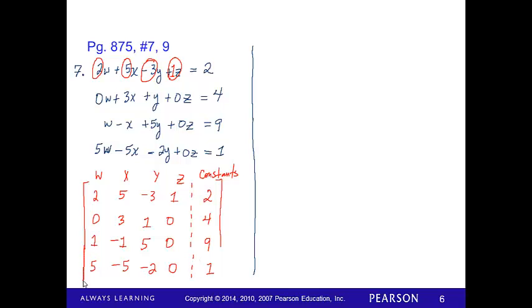Let me extend out my bracket and close it off. And this is our augmented matrix for this system. All right, let's go to number 9.